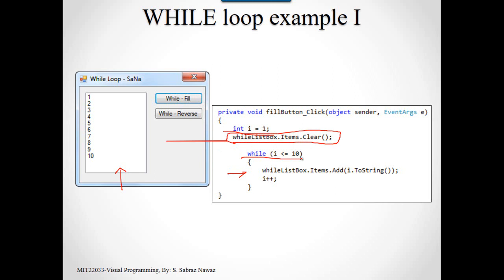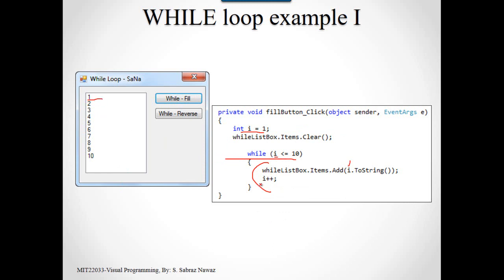So here the test is done. As long as I is less than or equal to 10, this code block will be executed. This code block will be executed from this point. So the first time I is declared as 1, now it is 1. 1 is less than 10, it is true. So this code will be executed. 1 will be added here with I.ToString.